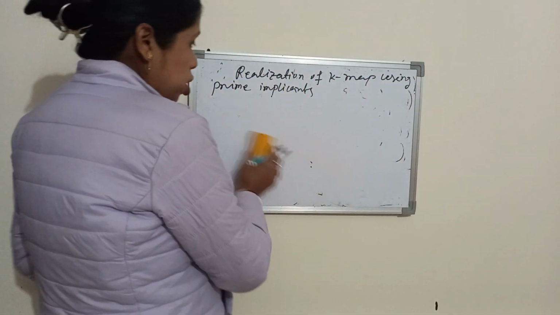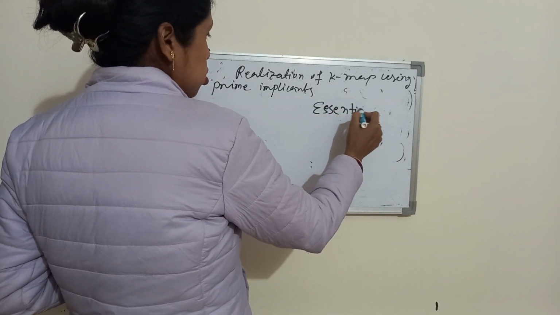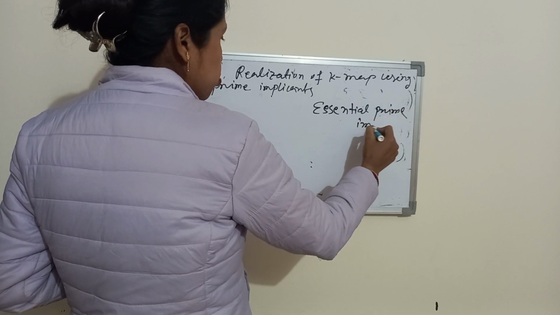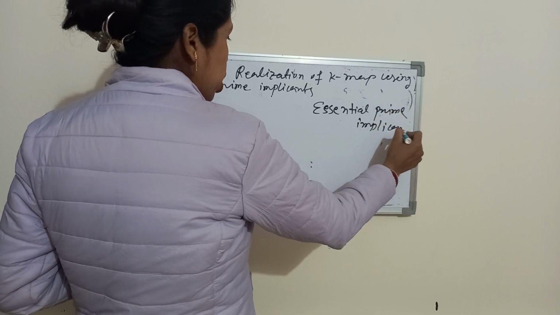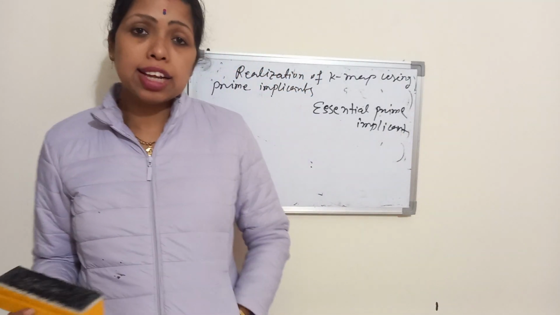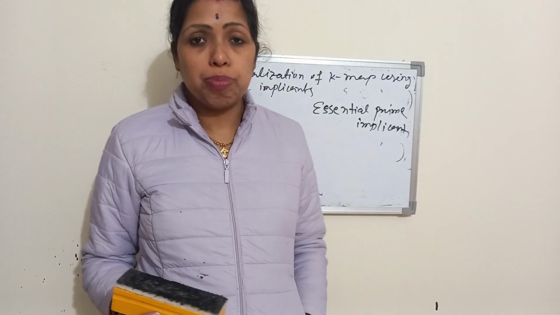Okay, so essential prime implicant. Okay, so what is the essential prime? I told you the implicants. So implicants are normally, but for writing the expression, you have to consider the prime implicants. Okay. So now come to the essential prime implicants.